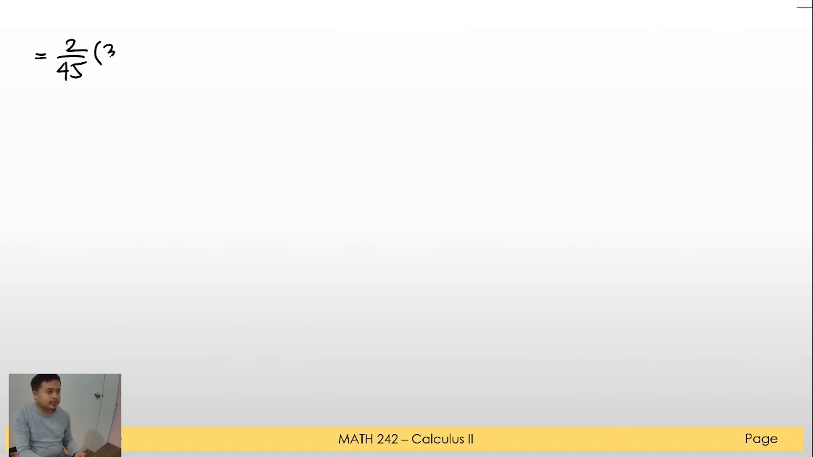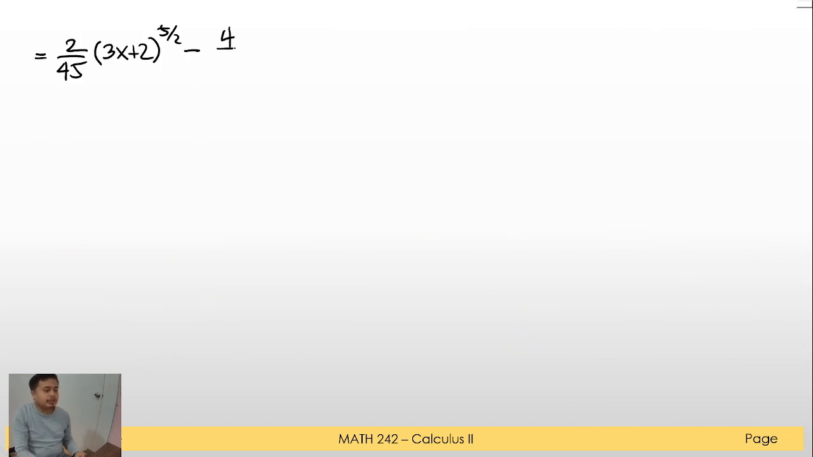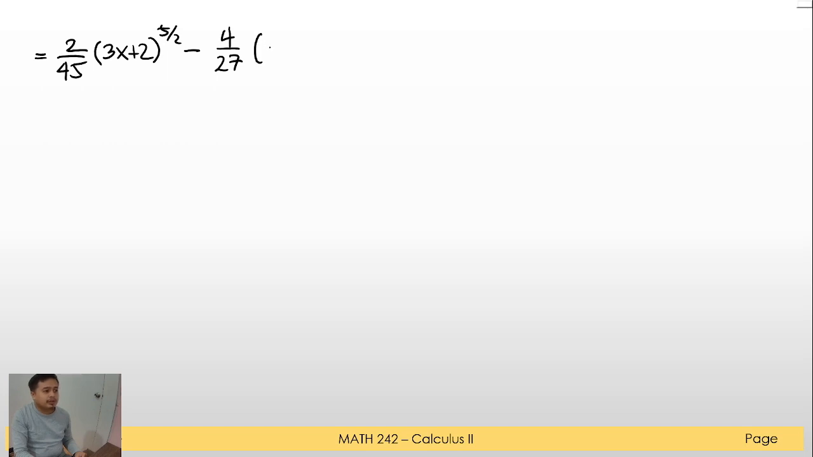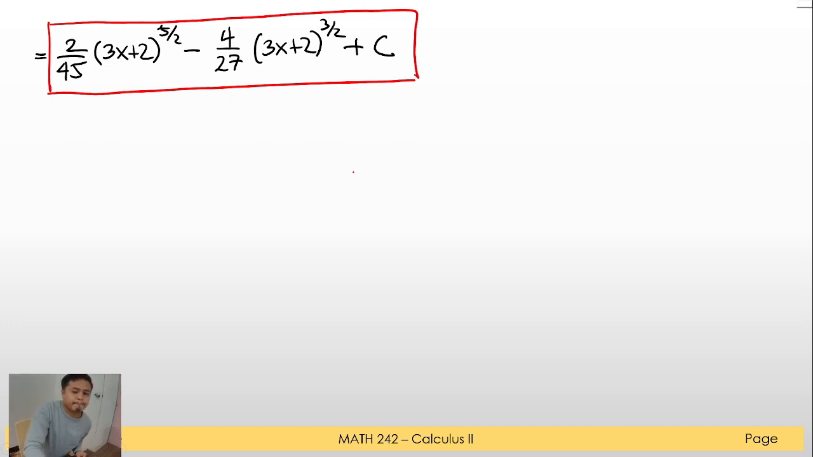So we have 3x plus 2 raised to 5 halves minus, we have 4 over 27. And then 3x plus 2 raised to 3 halves, and then plus arbitrary constant c. So this will be your final answer for this problem. Okay.